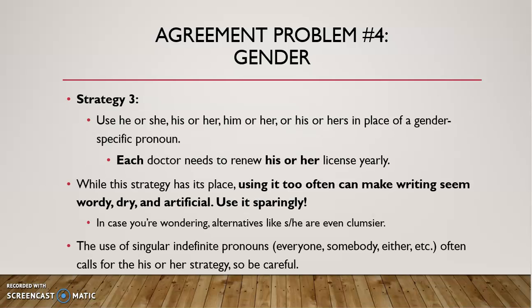Strategy number 3, use he or she, his or her, him or his or hers in place of a gender-specific pronoun. Each doctor needs to renew his or her license yearly. While this strategy has its place, using it too often can make writing seem wordy, dry, and artificial. Use it sparingly. And in case you're wondering if alternatives like s/he to signify both he and she work, that's also clumsier than just using his or her. The use of singular indefinite pronouns often calls for the his or her strategy, so be careful.